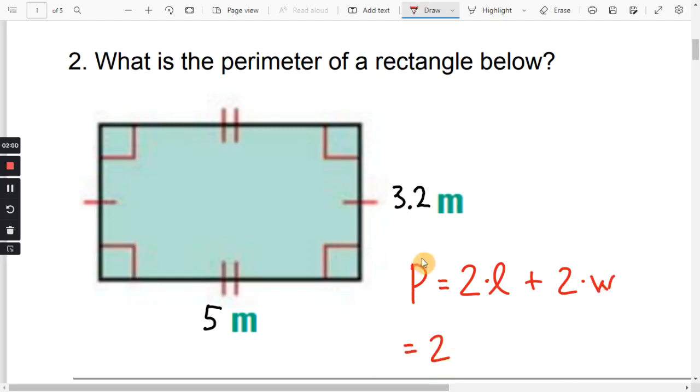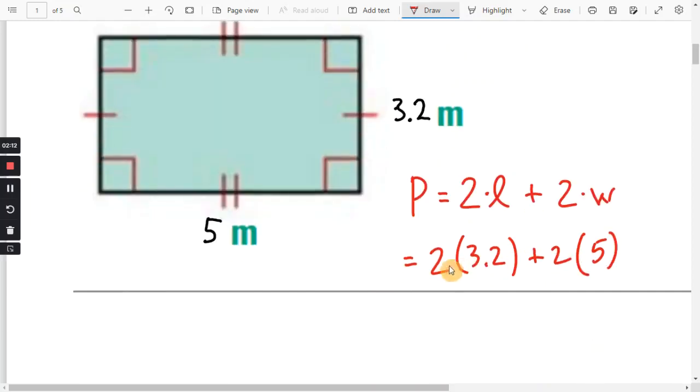So that's going to be 2 times 3.2 plus 2 times 5. All right, so that's 6.4 plus 10. And you're looking at 16.4. The units were in meters. Okay, not meters squared. Squared is just for the area.